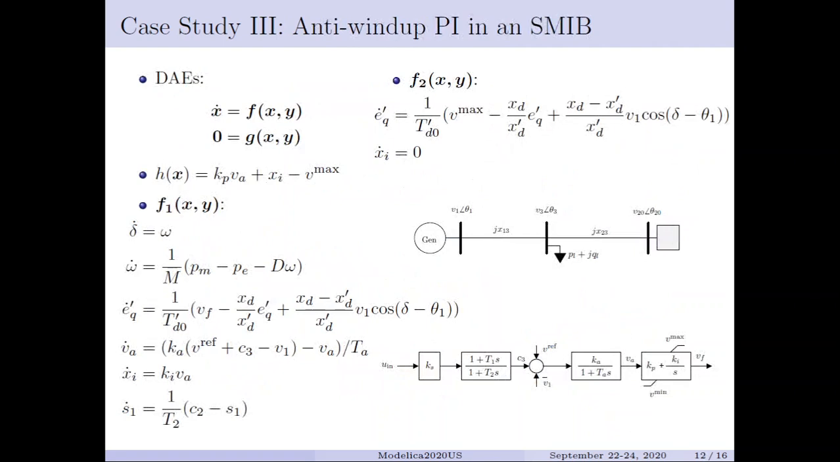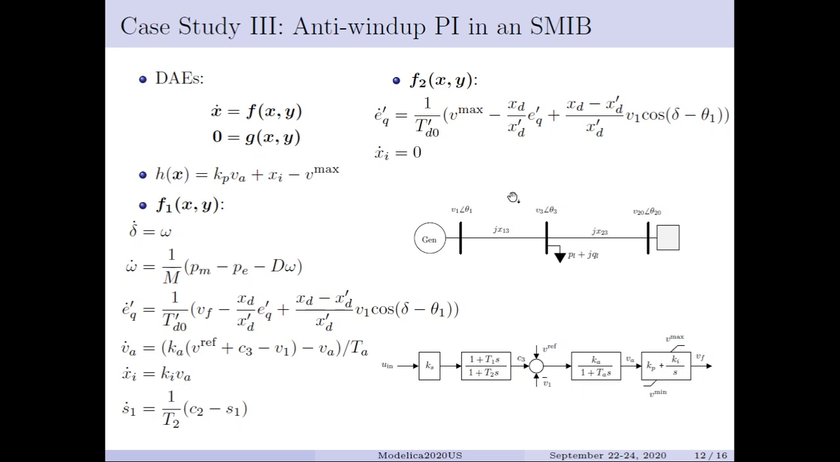The third case study considers an IEEE standard anti-windup proportional and integral controller model for power system application. This model is used in an excitation system and with a power system stabilizer. These excitation systems control the field voltage of this synchronous generator, and the synchronous generator is connected to this single machine infinite bus system network.